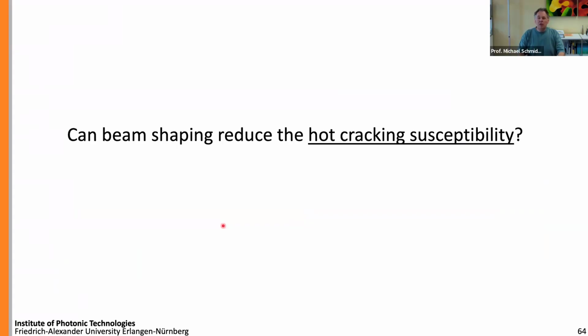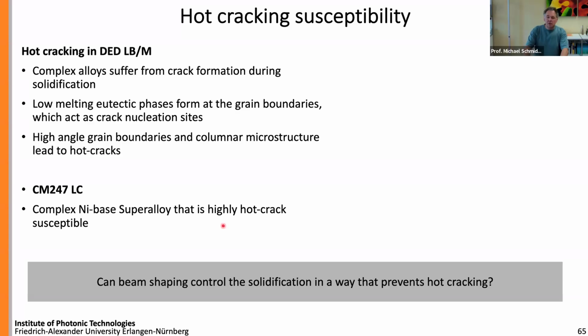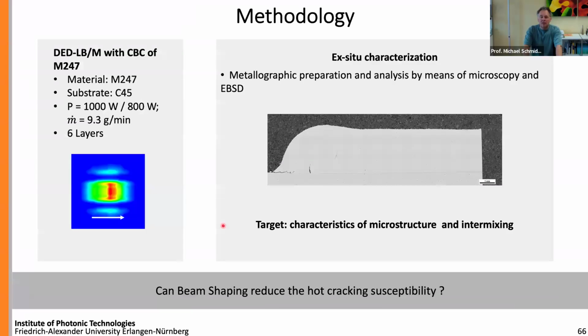Hot cracking susceptibility, not to be too late, I'm going a bit quicker here. We chose a complex nickel-based superalloy to see if this is hot cracking susceptible. We introduced a beam shape. We thought this might be much cooler than a ring shape, this one. You might know where this comes from.